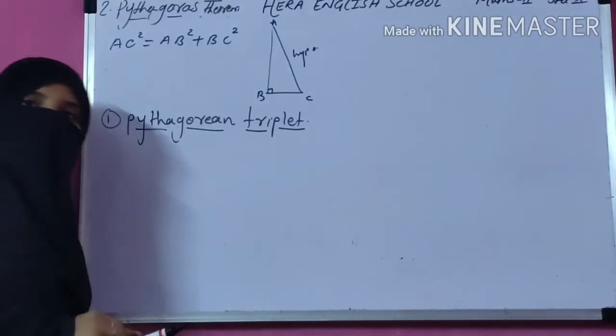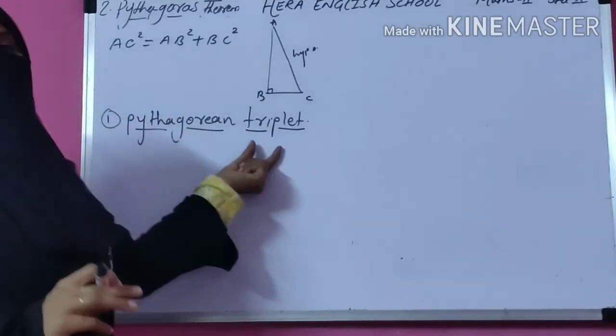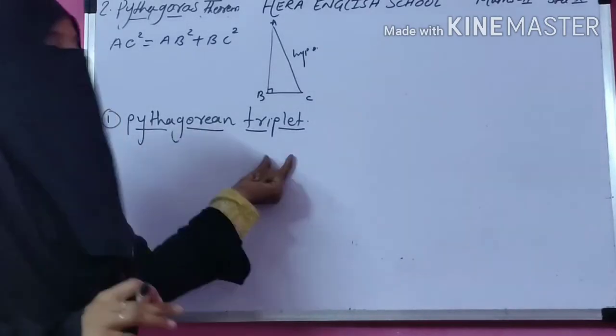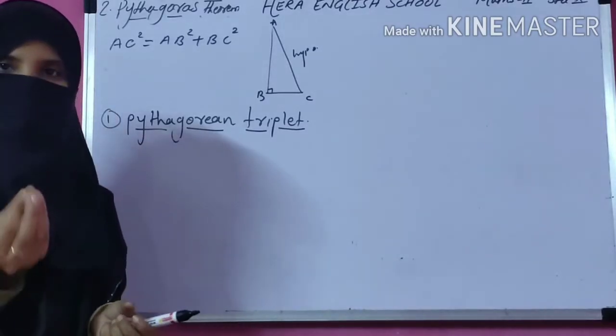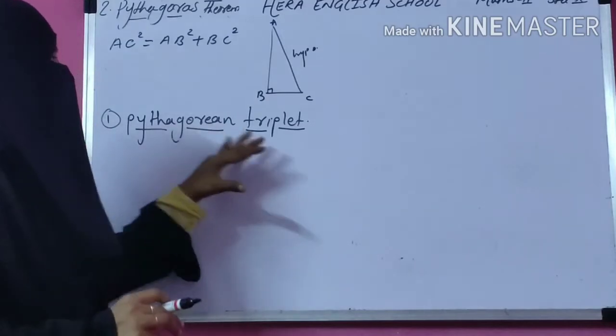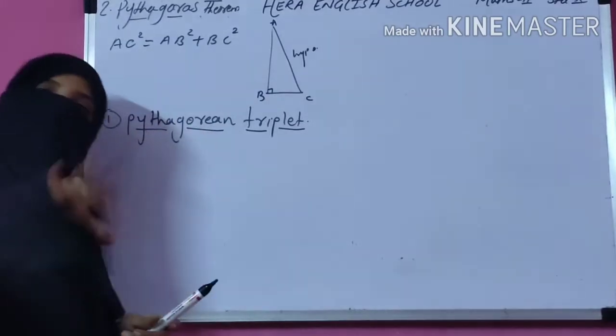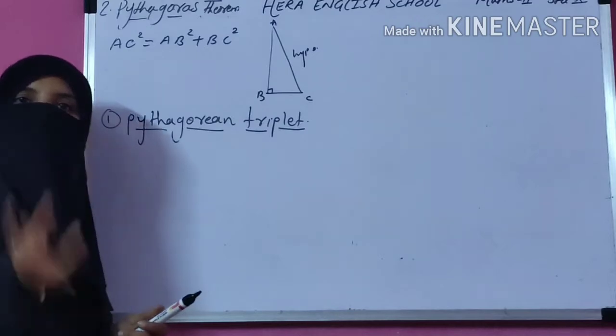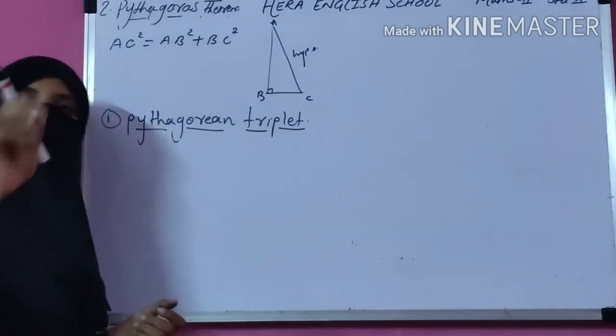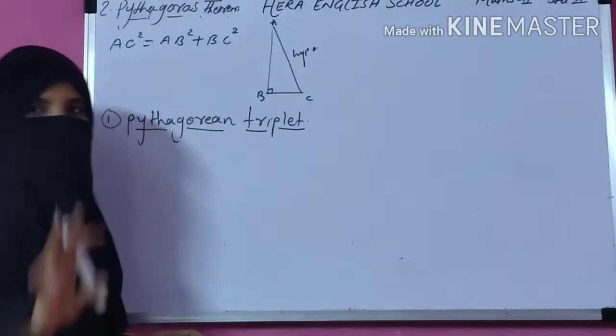Okay. Again I am repeating. Triplet means 3. So a Pythagorean triplet is nothing but a group of 3 numbers in which the square of the greater number is equal to the sum of the squares of the remaining 2 numbers. So that group of 3 numbers is called a Pythagorean triplet.